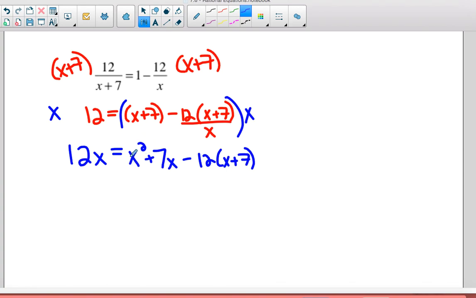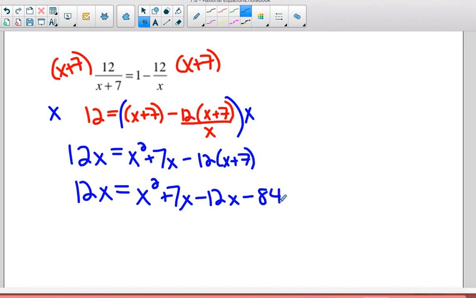I do see an x squared, so I'm going to get everything onto one side. So I'm going to say, 12x equals x squared plus 7x. This is all combined. So I'm going to say minus 12x. And then it's going to be minus, because I want to distribute this negative to the 7. And then 12 times 7 is going to be 84. So now I'm going to get it all to one side.